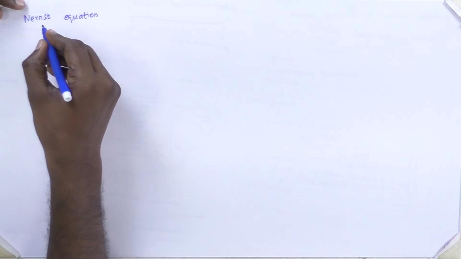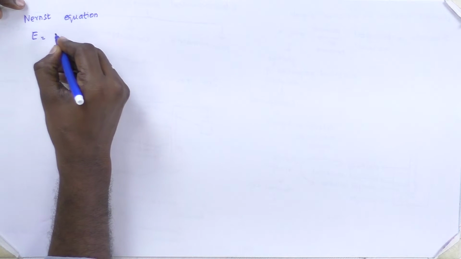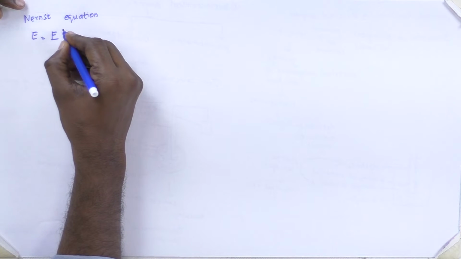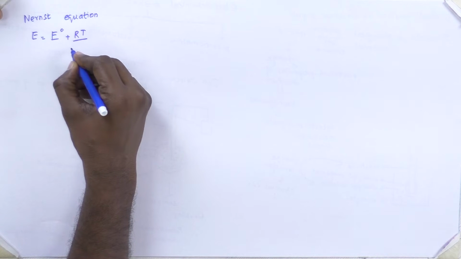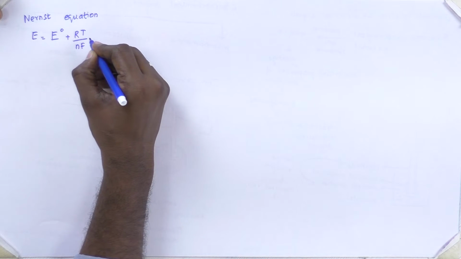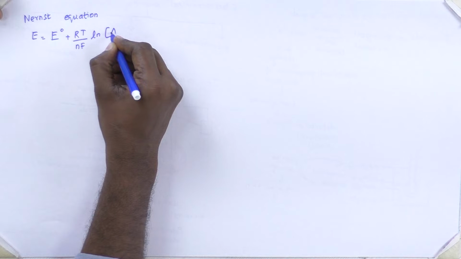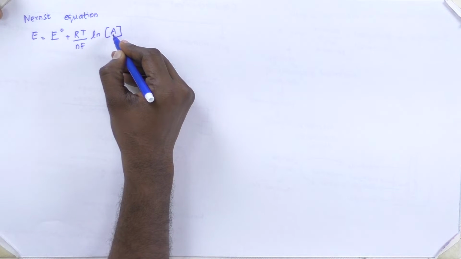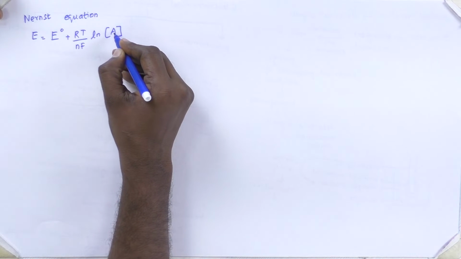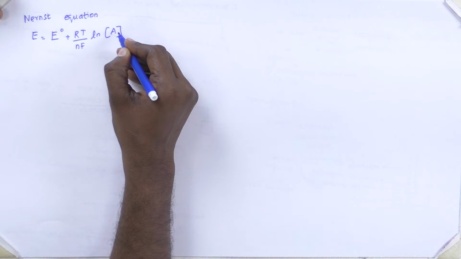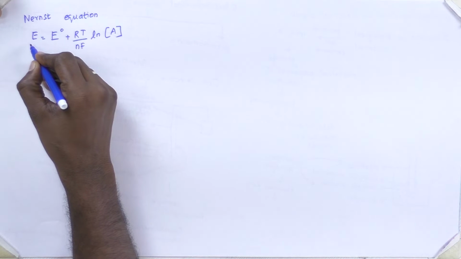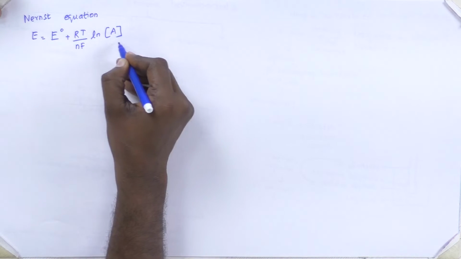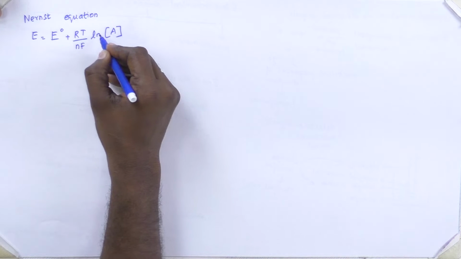The Nernst equation can be written as E = E0 + (RT/nF) ln A, where A is the concentration of analyte present in the test sample. The equation indicates the electrode potential of this electrode depends on the concentration of analyte.